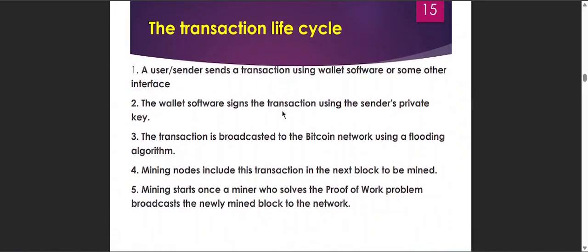So how is the life cycle run? As you can see, first, the user, the sender, sends a transaction using the wallet software or some other interface. Next, the wallet signs the transaction using the sender's private key, and the transaction is broadcast to the Bitcoin network using the flooding algorithm. The mining nodes will include the transaction in the next block to be mined, and the miners will solve the problem using proof of work and broadcast the newly mined block to the network. Okay.